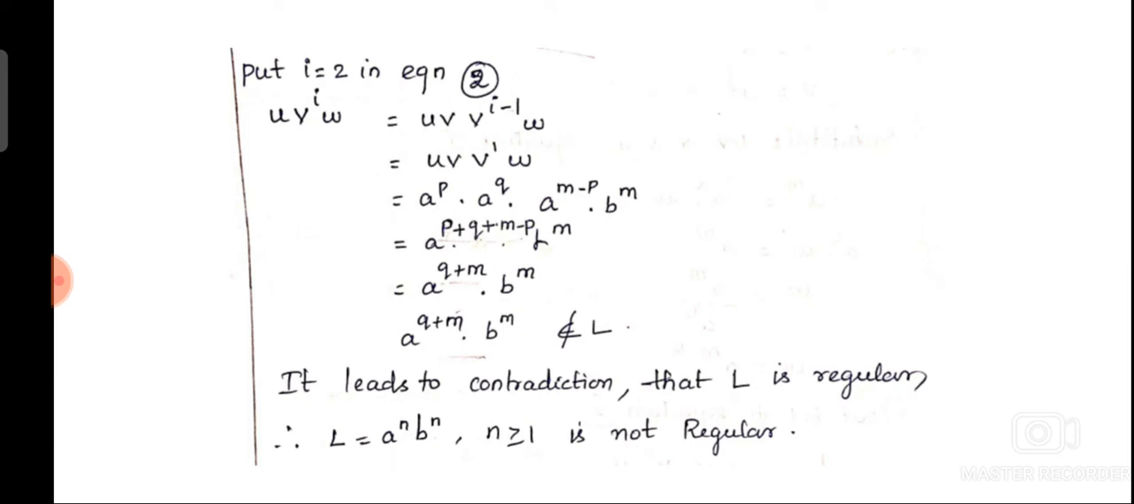So it leads to a contradiction that L is regular. Initially we assumed our language is regular. Since our last string format does not match our language strings, our assumption is wrong. That is, L is regular is wrong. So we conclude that our language is not regular. That is, our language a power n, b power n is not regular.